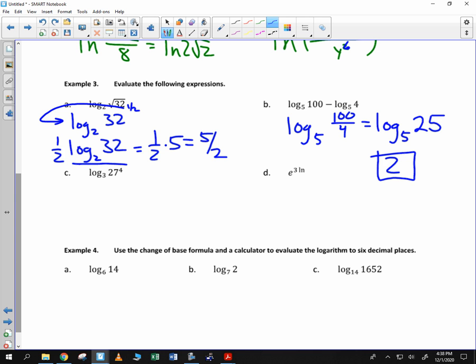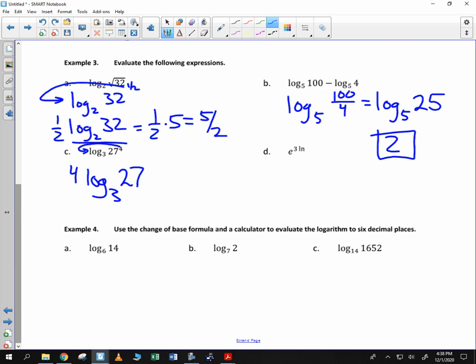Log base 3 of 27 to the 4th. So I'm going to drop that 4 out there. So 3 log base 3 of 27. Whoop, I put a, should be a 4 out there, excuse me. Sorry about that.